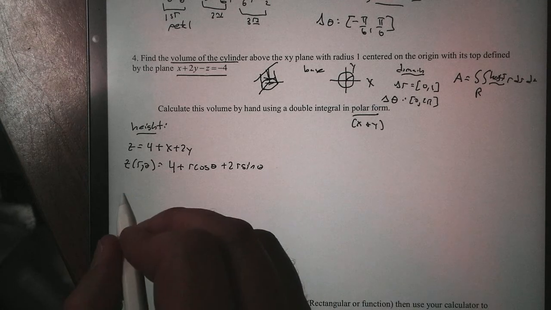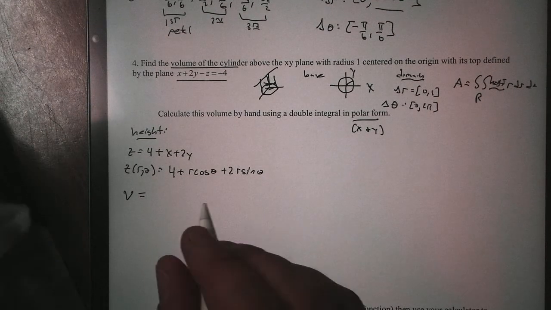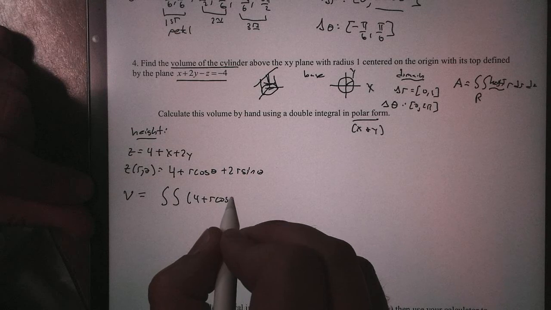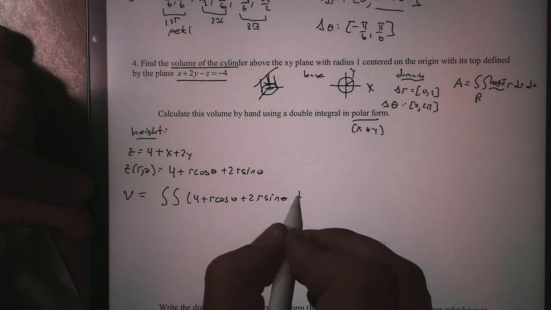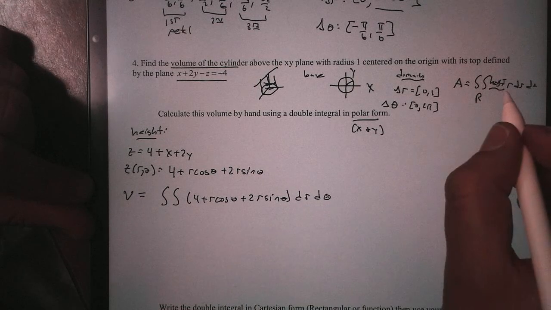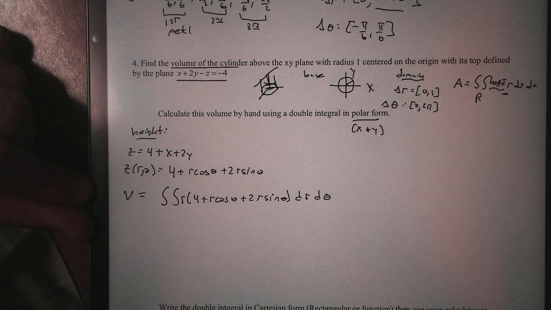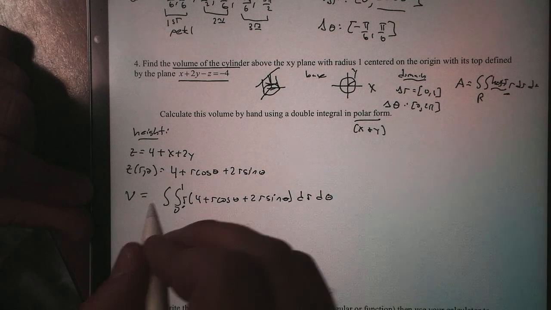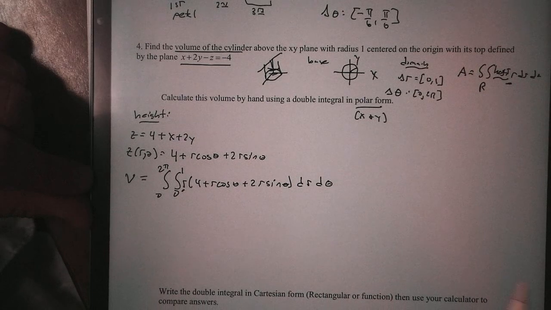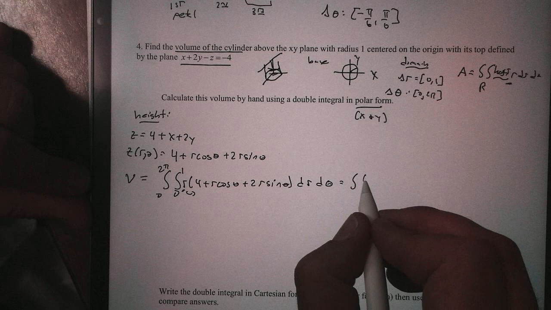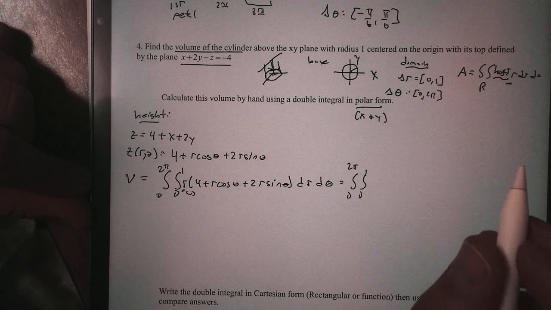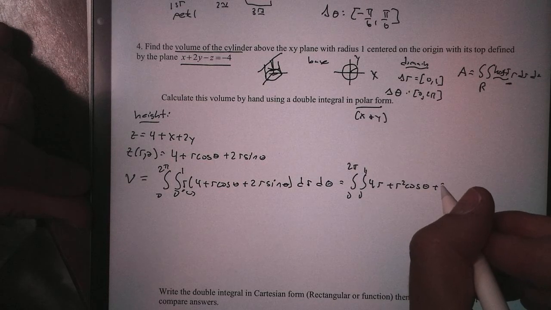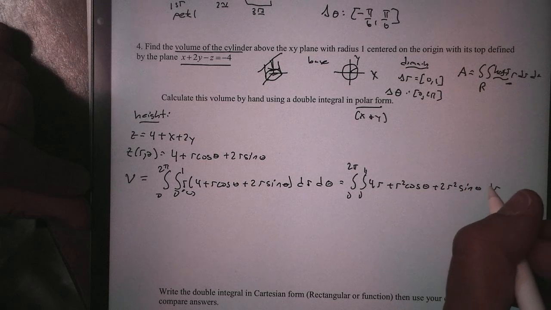And now I can write my volume equation. My volume equals the double integral of my height, 4 plus r cosine theta plus 2r sine theta, dr d theta. Now, what am I forgetting? I am forgetting my r. I typically like to put that in the front. Don't forget that r. My change in r goes from 0 to 1, and my change in theta goes from 0 to 2 pi. Now I'm going to distribute the r, which gives me the integral 0 to 2 pi, 0 to 1, of 4r plus r squared cosine theta plus 2r squared sine theta dr d theta.